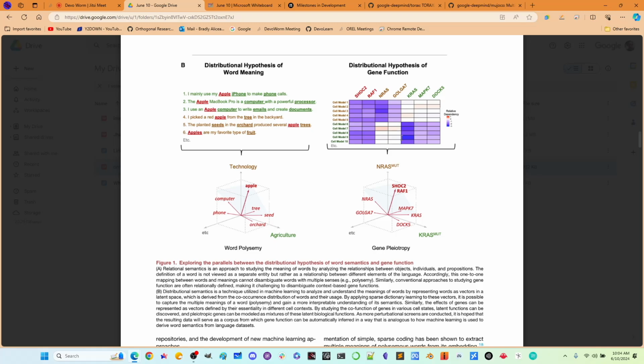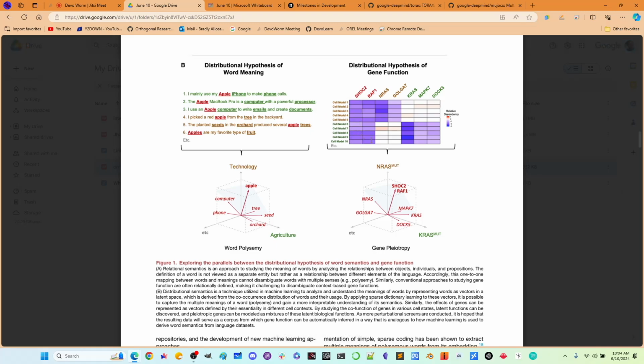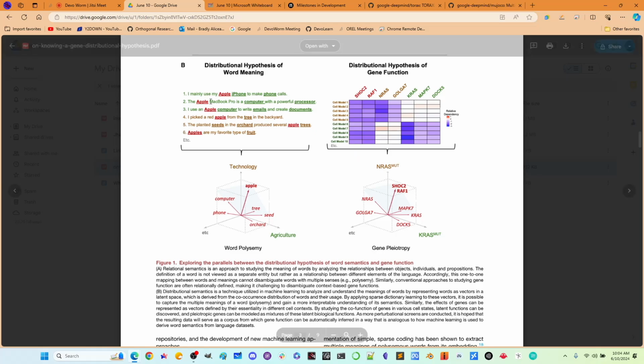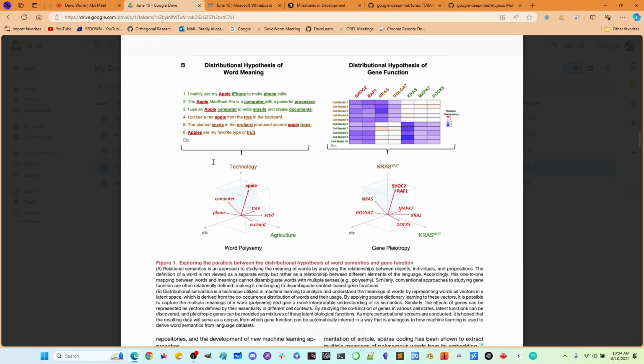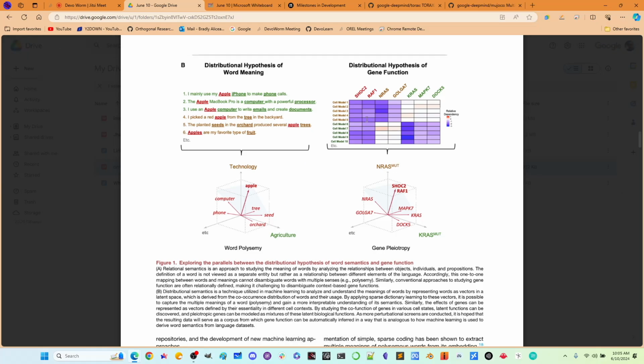So for example, SHOC2 is co-expressed with RAF1 in cell model 10. It's also co-expressed with KRAS, MAPK7, and DOC5. Golgi7 and NRAS are not involved in that cell model, just as some of these meanings are not involved in every sentence in the distributional hypothesis of word meanings. So you have this parallel between how sentences give context. Some things are related in some sentences, some things are related in other sentences, with this distributional hypothesis of gene function, where different cell models express certain genes.